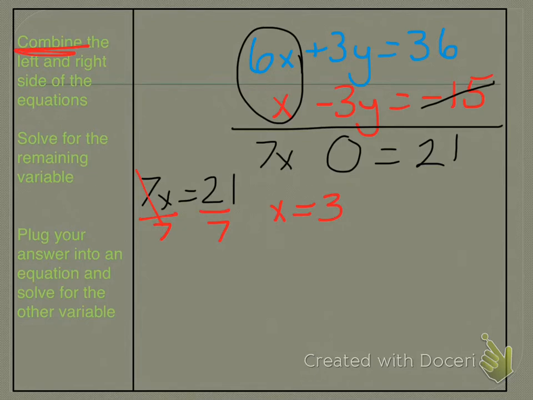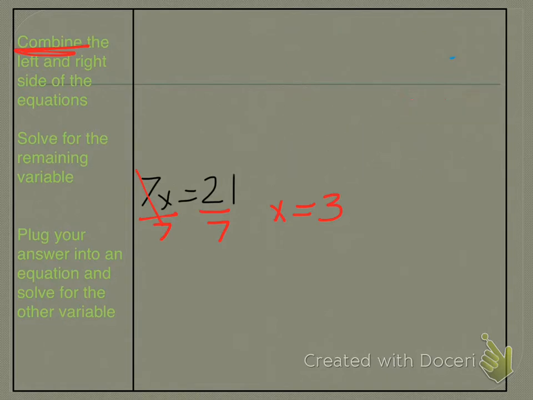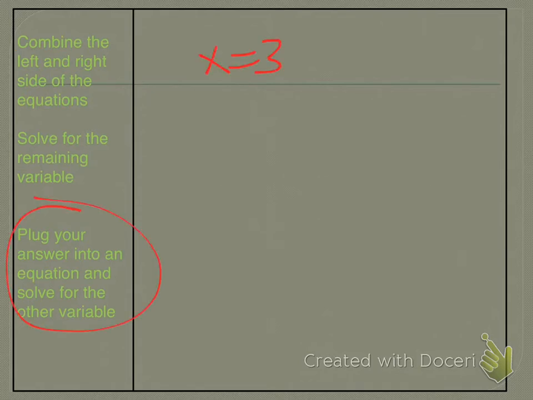So, I'm going to erase this stuff. Hopefully you already have the notes. Rewind it if you don't. But I now know that the x variable is 3. As we already know, we're not done. We have to go back and solve this all out the rest of the way. So, I'm going to put it up here so we already know. That brings us to our last step. Plug your answer into an equation and solve for the other variable.